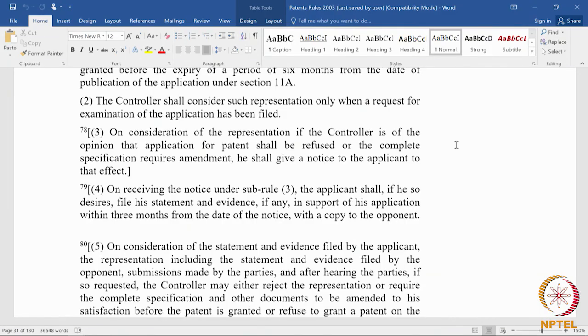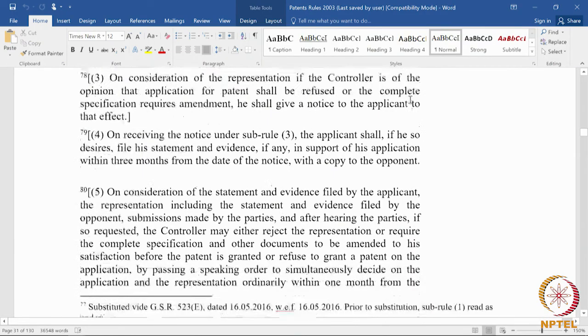So, what is the condition for a notice to be issued by the Controller to the applicant? In his opinion, he should feel that there is a ground for refusal or a ground for amendment. Okay. If he forms an opinion that the patent is strong and it is beyond the pre-grant opposition, he need not even give notice to the applicant.